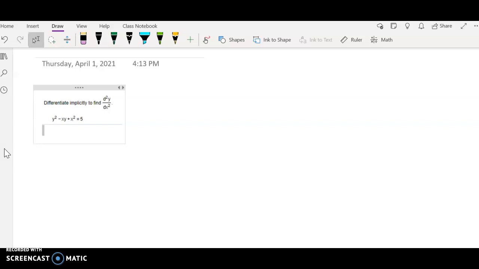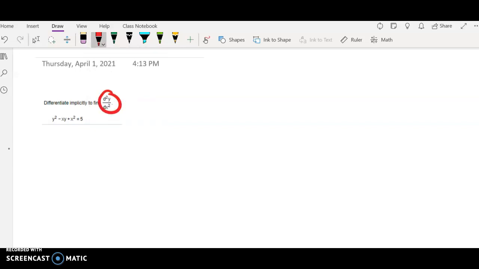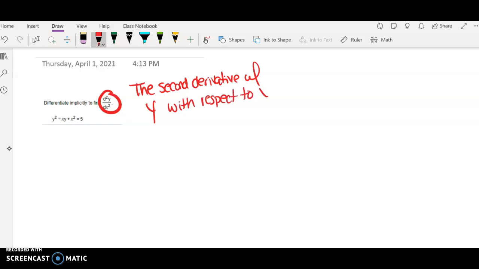So this was a problem from my math lab. And I want to make sure that you guys understand exactly what this is saying right here. This right here is asking us to find the second derivative of y with respect to x. That's how we would read that, the second derivative of y with respect to x.